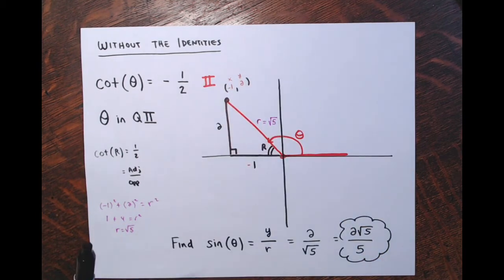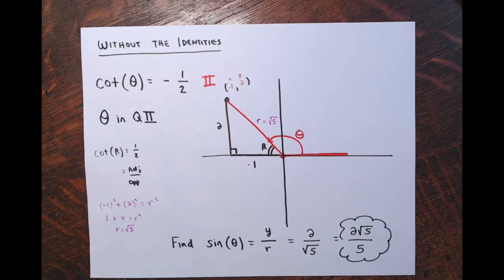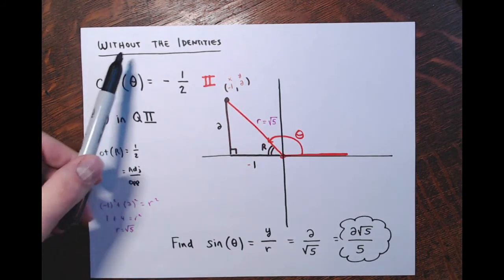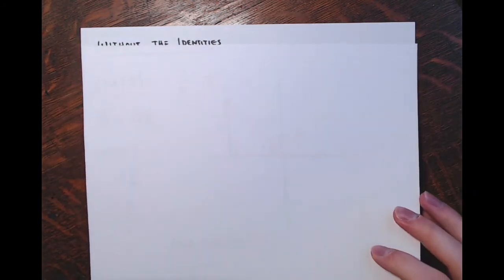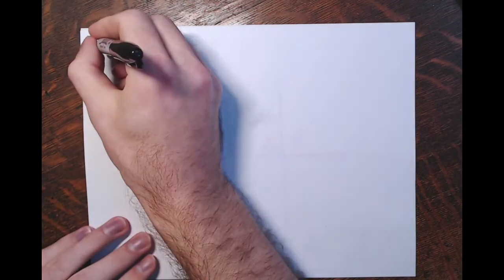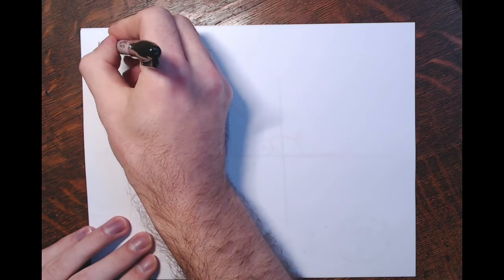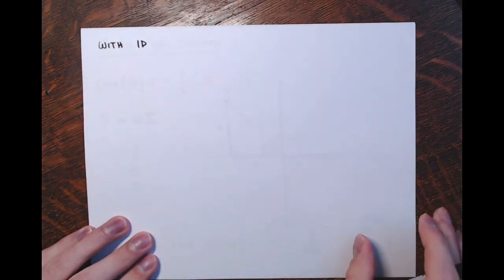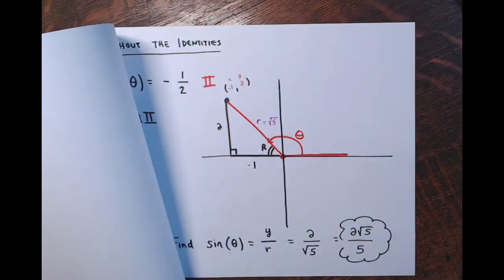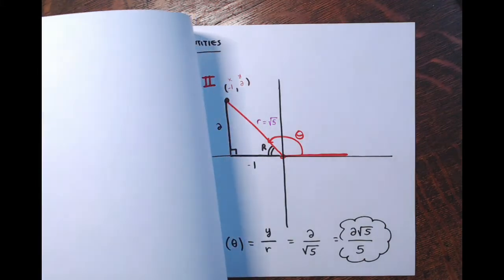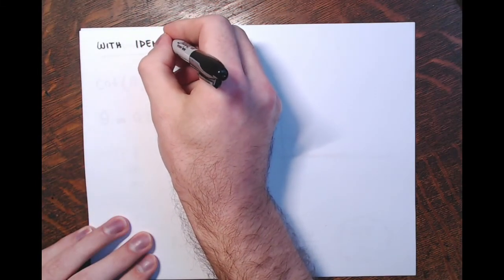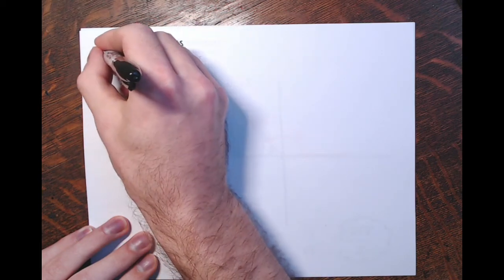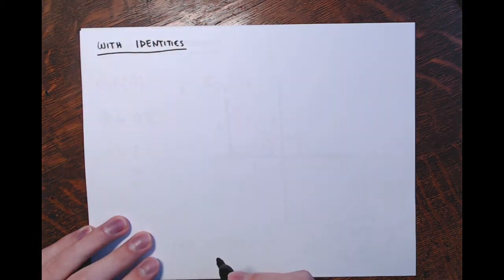Now, let me do it another way. This time using the Pythagorean identities, so this is with identities. You'll see I'm going to end up getting the same value, I promise. I'll end up getting the same value, 2 times the square root of 5 over 5. It's just a little more roundabout, and I'm not going to be looking at any pictures.